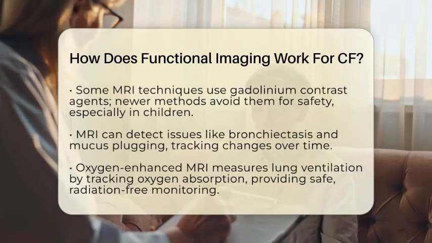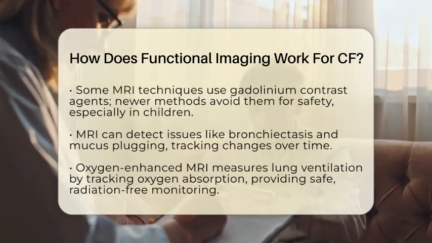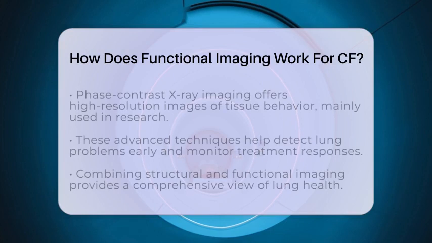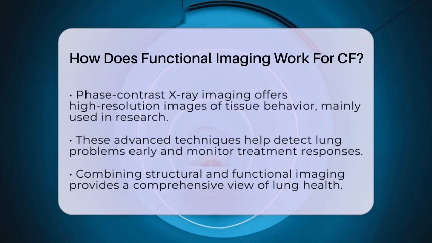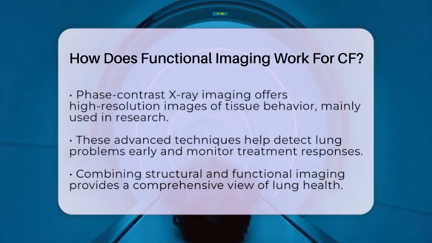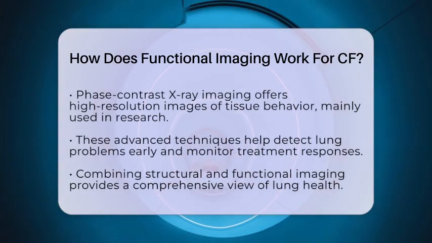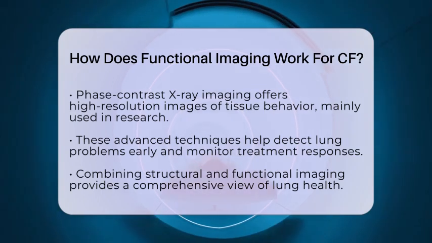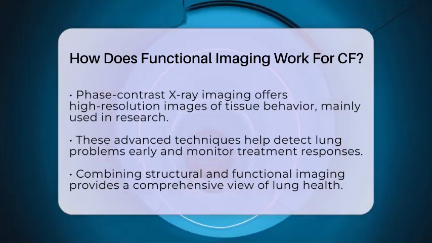Phase contrast X-ray imaging is another technique that offers high-resolution images by capturing differences in how tissues bend or refract light, rather than just how they absorb X-rays. Although mainly used in research and animal studies because of the higher radiation dose, it shows promise for future use in humans.